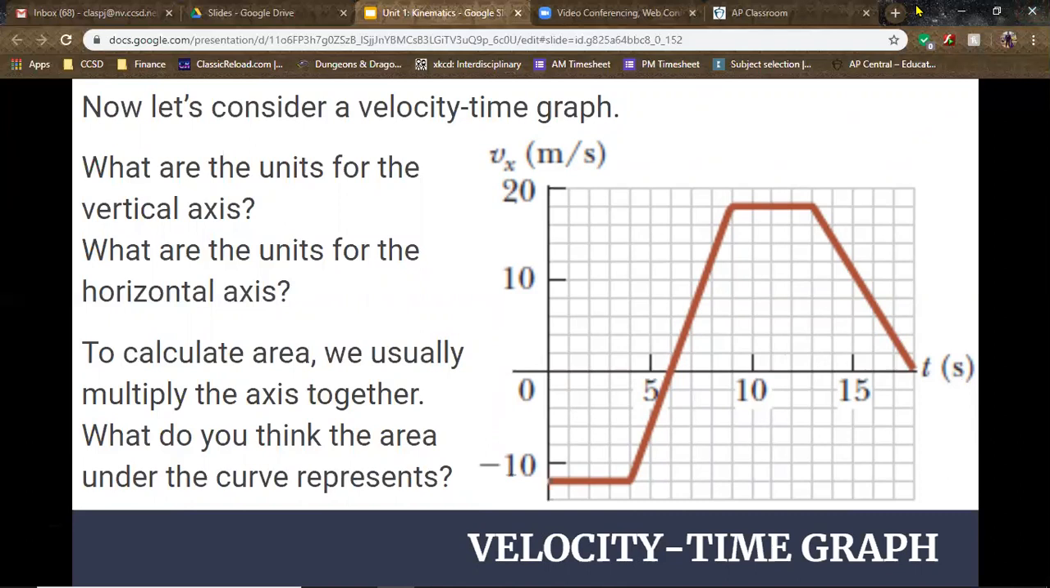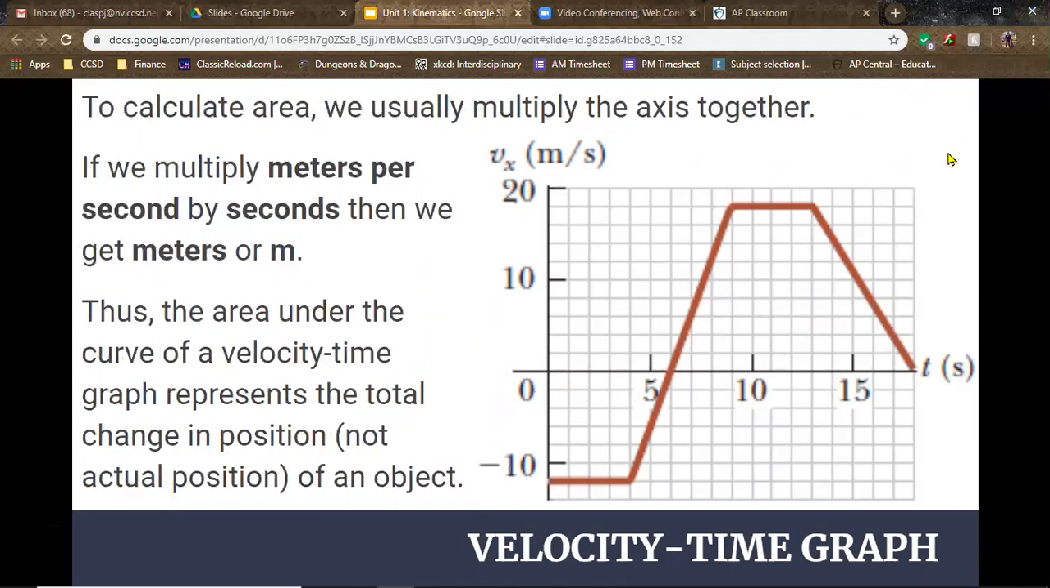To calculate area, we normally end up in some fashion multiplying the axes together. The exact formula will depend, but usually we're multiplying the two axes together to get area. So if we take meters per second, multiply it by seconds, think about the units that gives us. What do you think the area underneath the curve on this type of graph would represent? Meters per second multiplied by seconds gives us meters. So if you said that the area under the curve represents the total change in position of the object, you'd be correct. It doesn't represent the actual position, just the change.